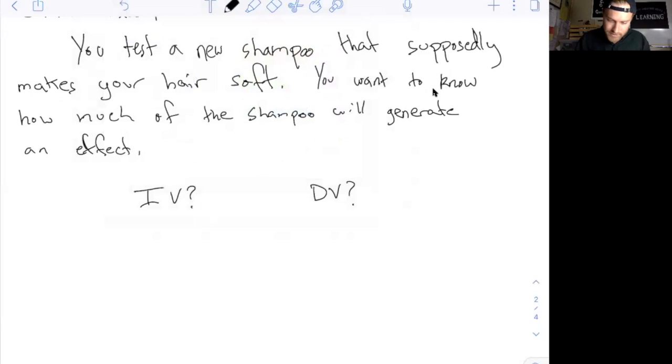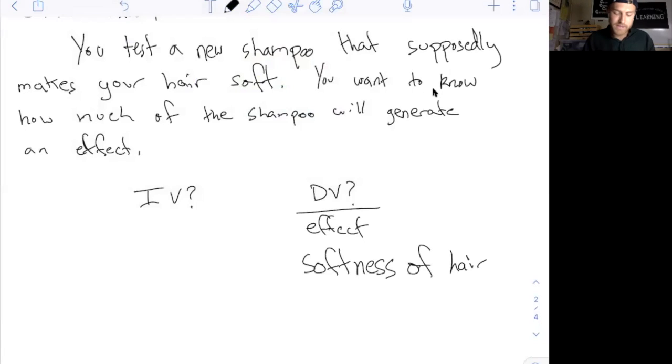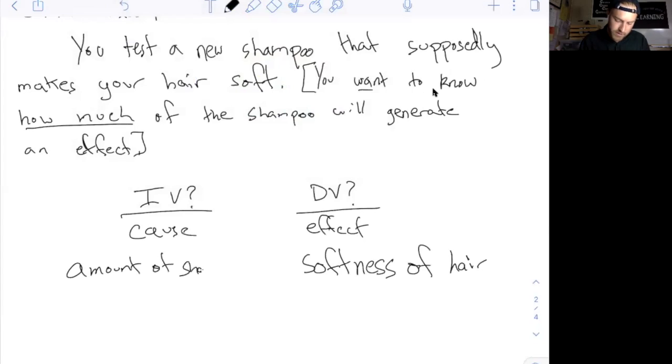That's the effect. So the dependent variable, remember that the dependent variable is the effect. And in this case, it's how soft your hair is. So the softness of hair. And the independent variable, that's the cause. So what causes the hair to be softer? You want to know how much of the shampoo will generate the effect. So the key thing there is how much. So the amount of shampoo, that's your independent variable. Boom. And you have identified the independent variable and the dependent variable.